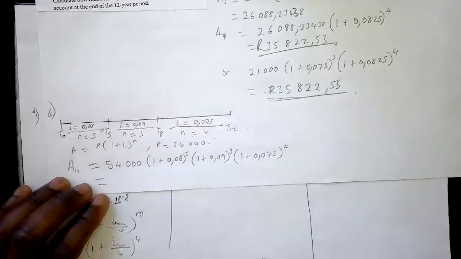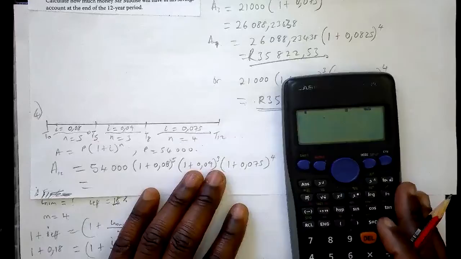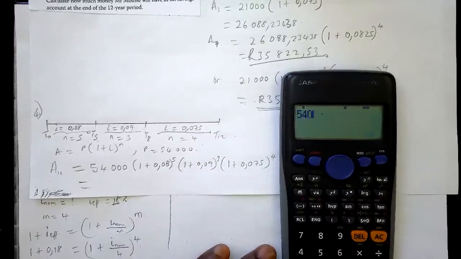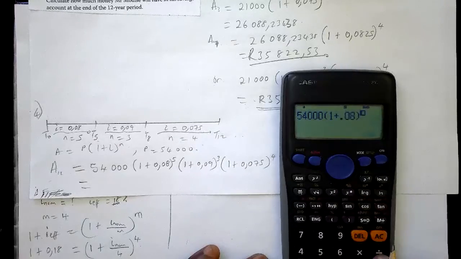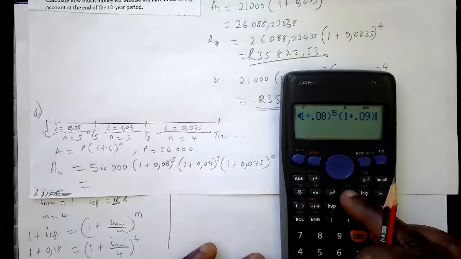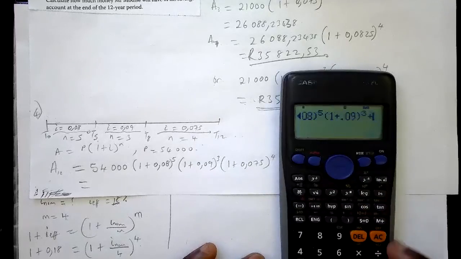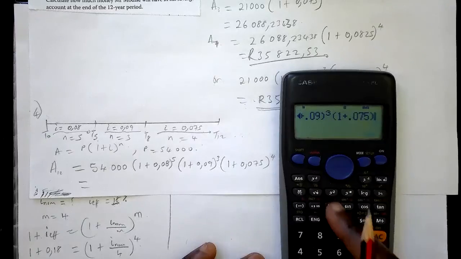Okay. So you punch everything in your calculator. You won't face any challenge there. When you're punching, make sure that you punch it correctly. Then 54,000 in a bracket. 1 plus 0.08 in bracket to the power of 5. Then we open another bracket again. 1 plus 0.09 to the power of 3. Sorry, we are multiplying. Then 1 plus 0.075. We close the bracket to the power of 4.